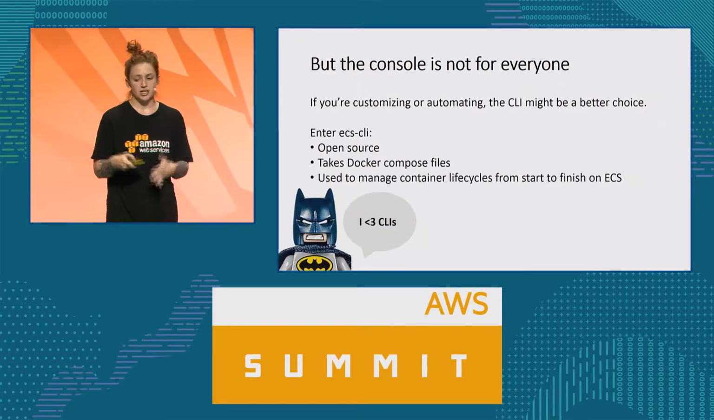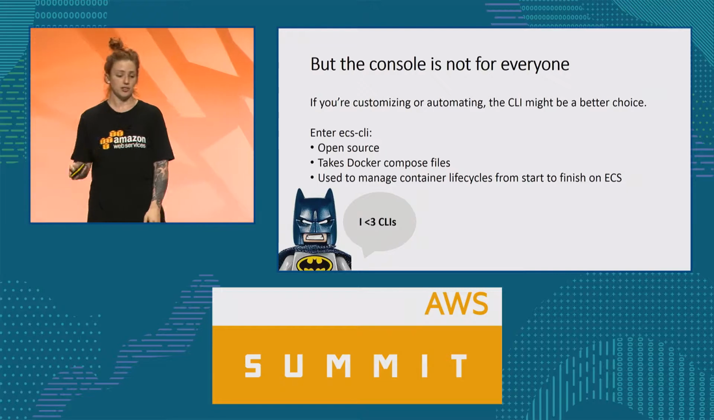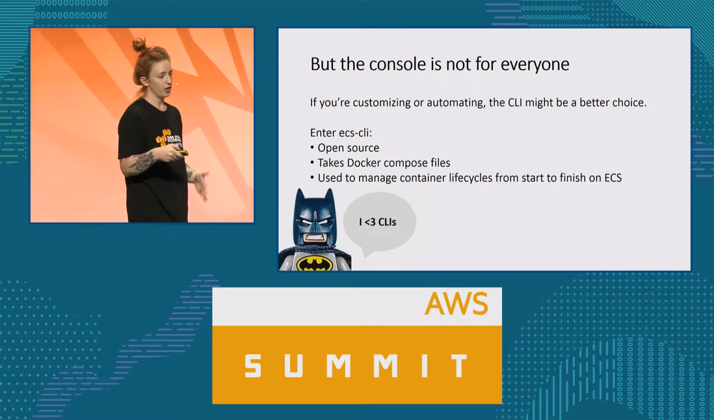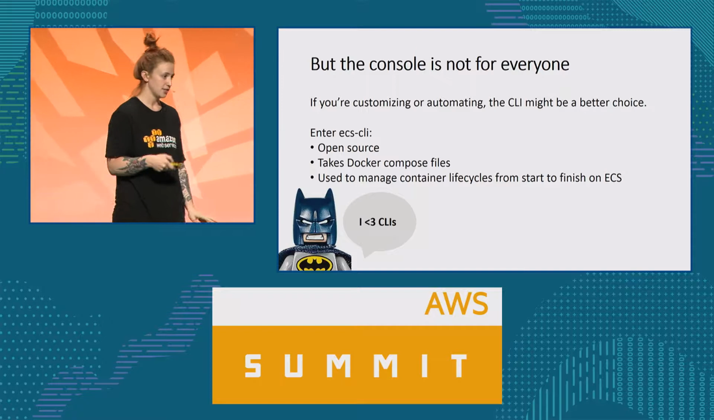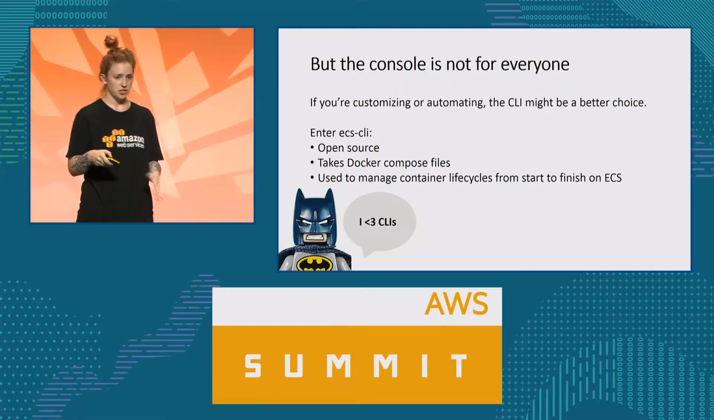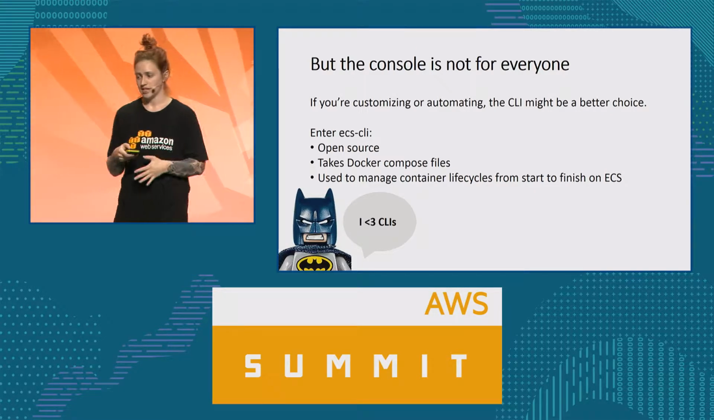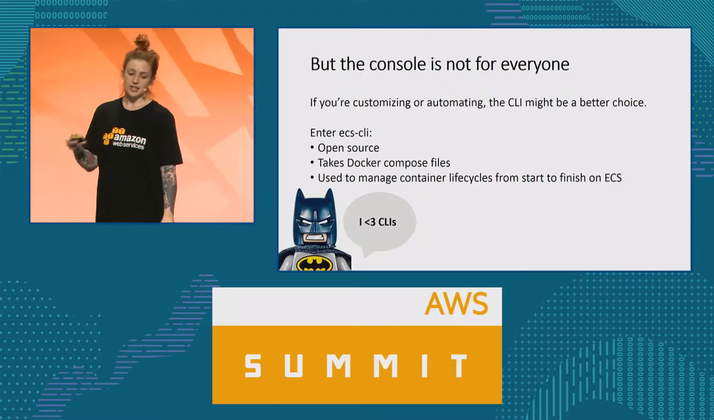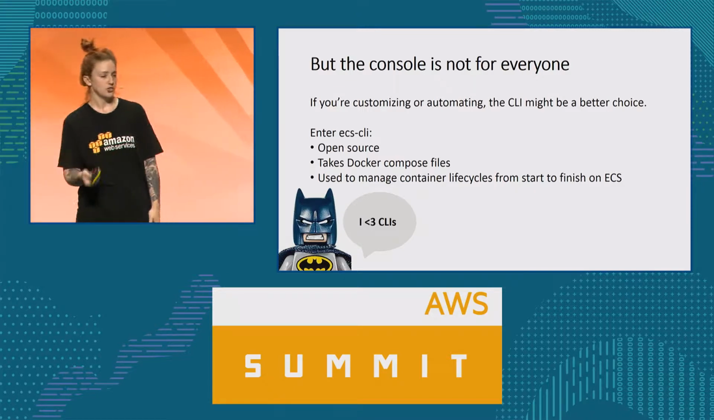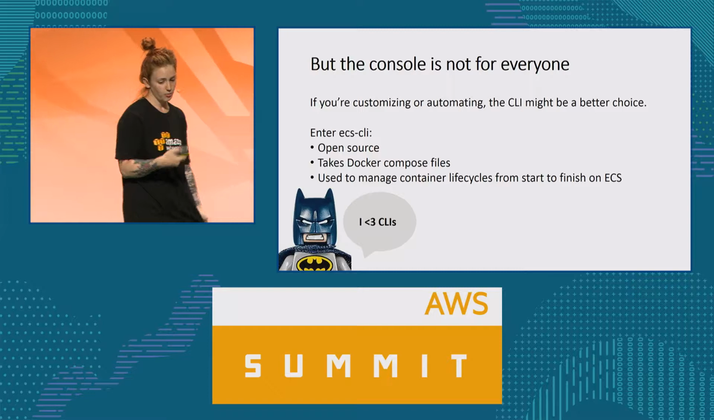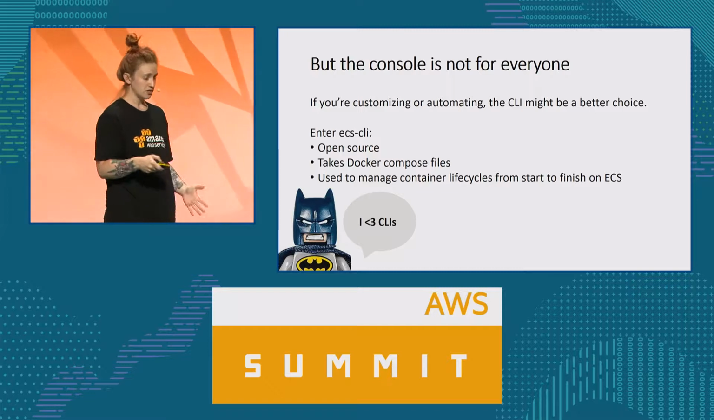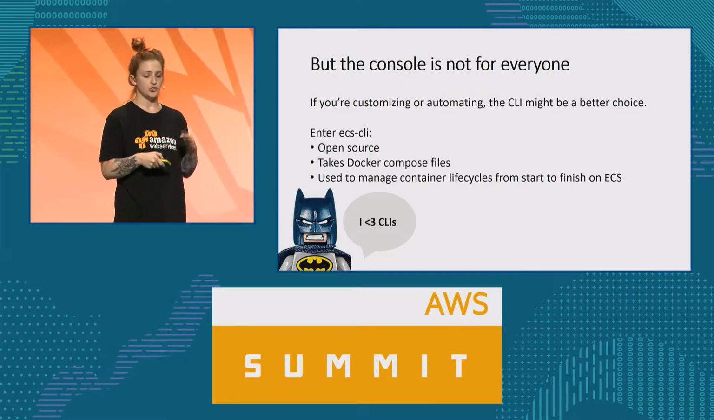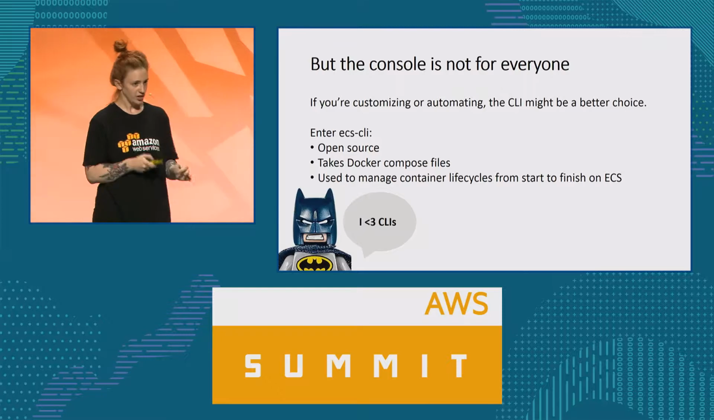So if you're customizing or automating, the CLI is a better choice. There's a couple different options for this. There's actually two CLIs. There's the AWS CLI, which is kind of the familiar one that you can use with a lot of AWS services. There's also the ECS CLI. So still open source. You can pass it Docker Compose files. But both of these, in summary, you can use them to manage your container lifecycles from start to finish.